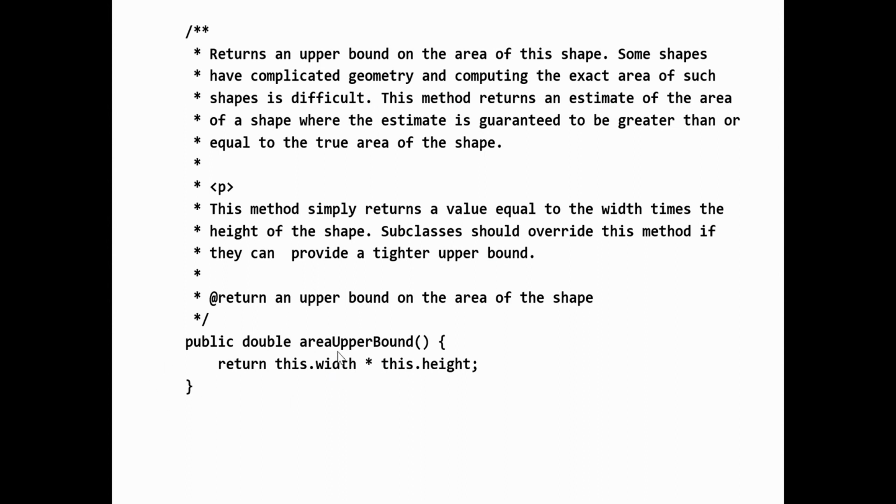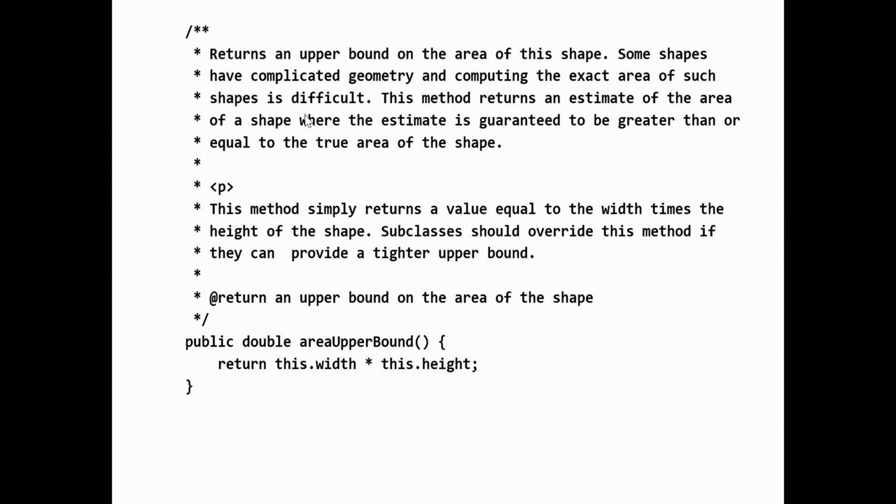Area upper bound is a method that returns an upper bound on the area of the shape. So all it does is return this width times this height. It just returns the area of the rectangle that encloses the shape. Notice the documentation goes on. It says some shapes have a complicated geometry, and computing the exact area of the shape is difficult.